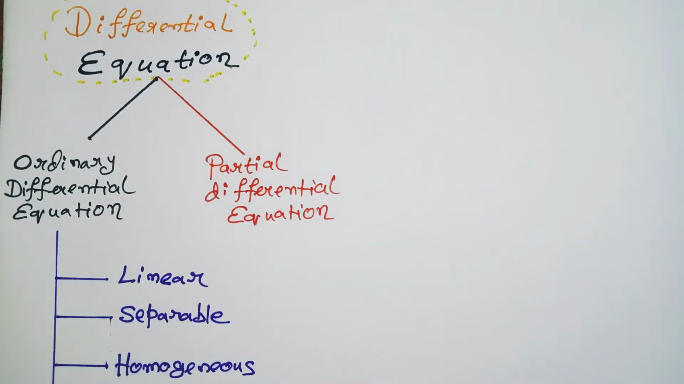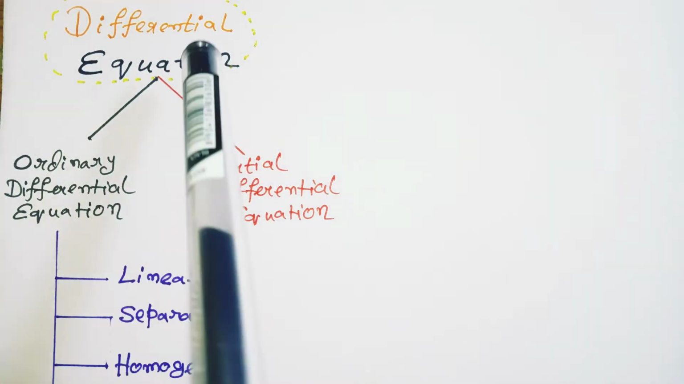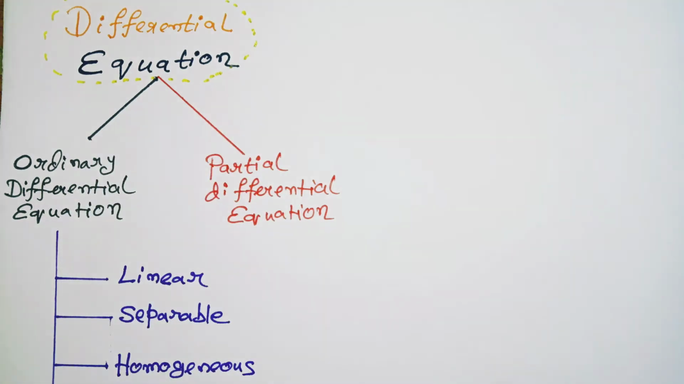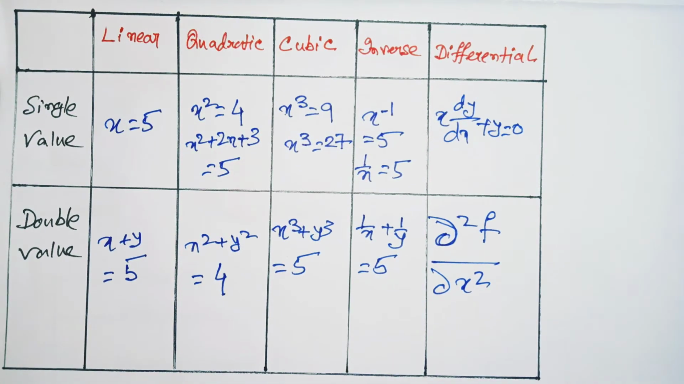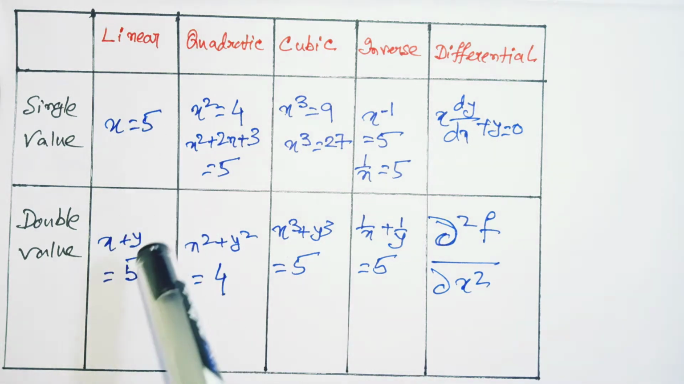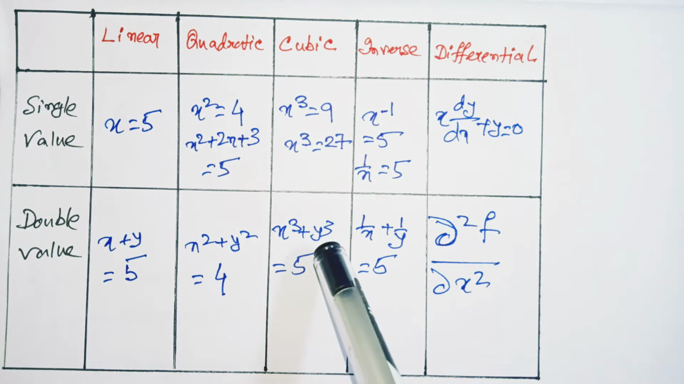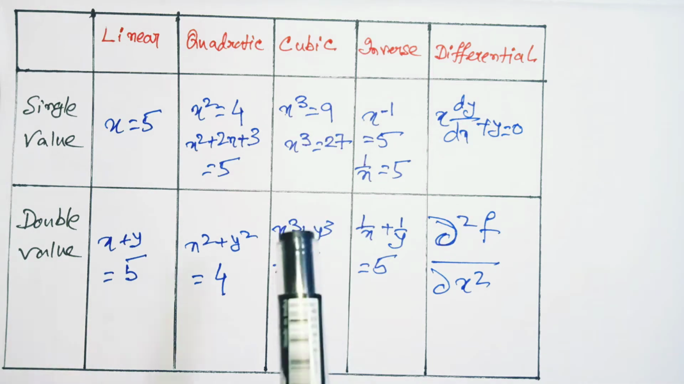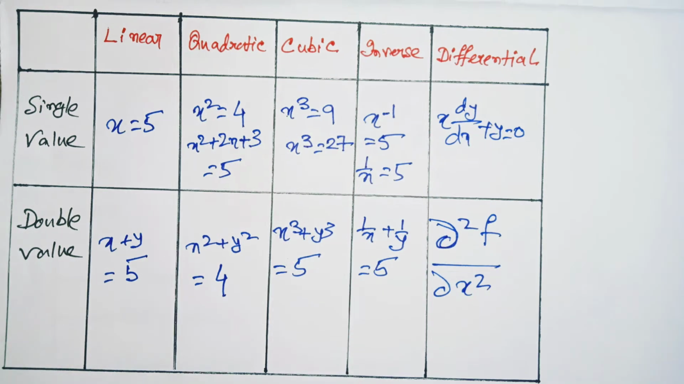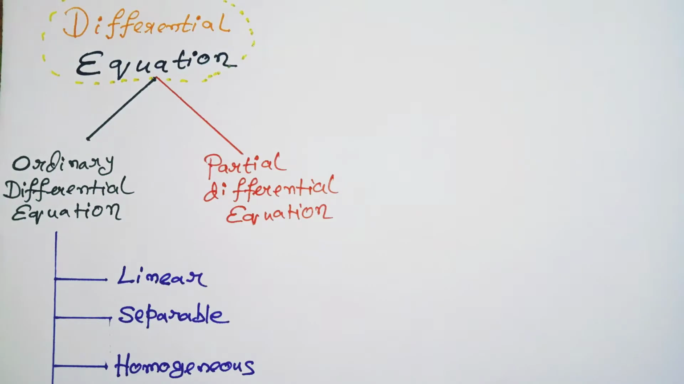So I have drawn a diagram. In general, differential equation is divided into two parts. One is the ordinary differential equation and the second one is the partial differential equation. When I consider an ordinary differential equation, if you look at this chart, you will see that these all things can be considered as an ordinary differential equation. That means it has just two variables, x and y. So this is what is called an ordinary differential equation.